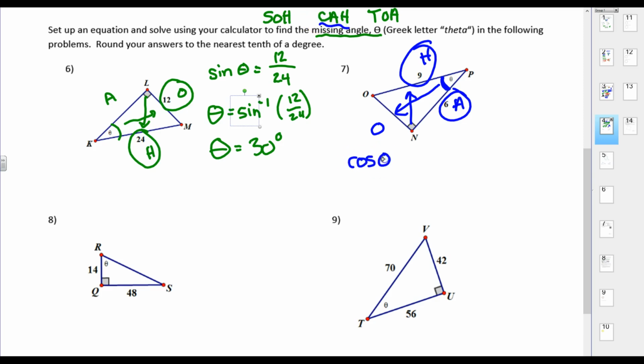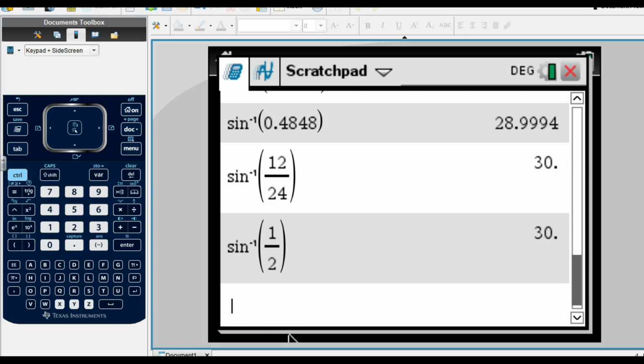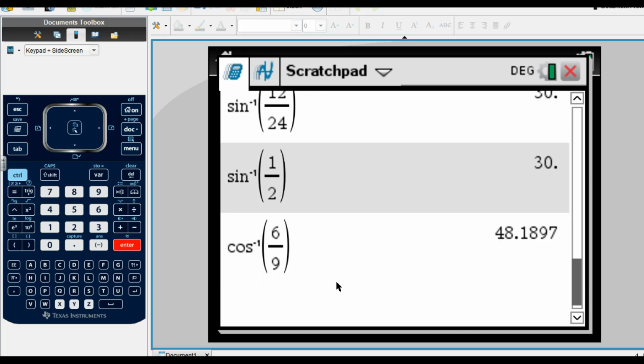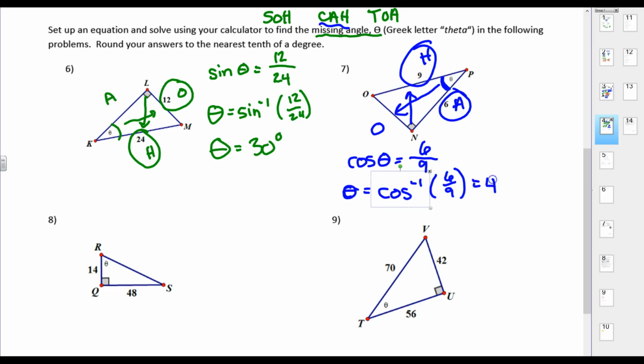Cosine of theta equals adjacent over hypotenuse, that's 6 over 9. Therefore, theta equals the cosine inverse of 6 over 9, which I'm going to do right here in the calculator, the trig cosine inverse of 6 over 9, which gets me 48.2. So my answer is 48.2 degrees.